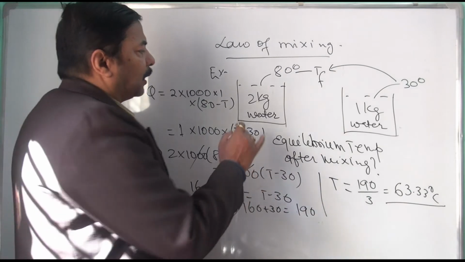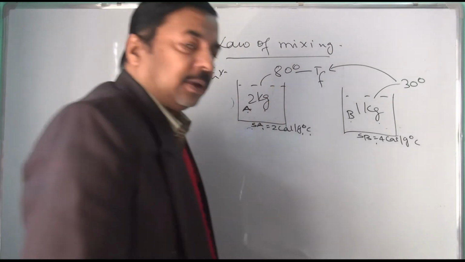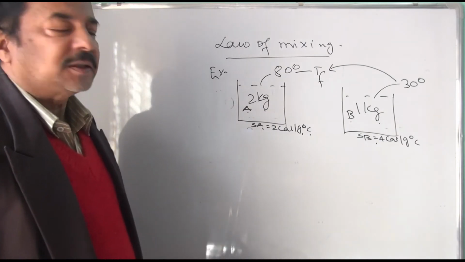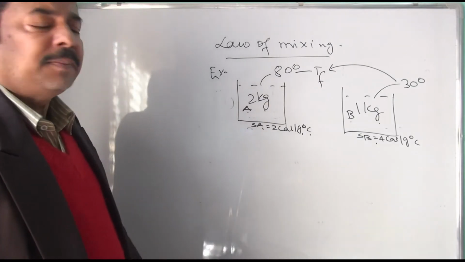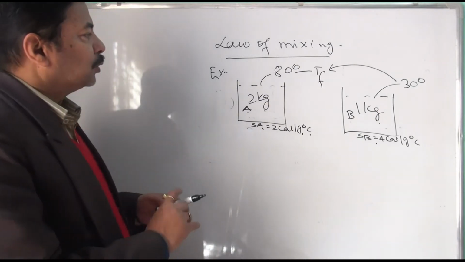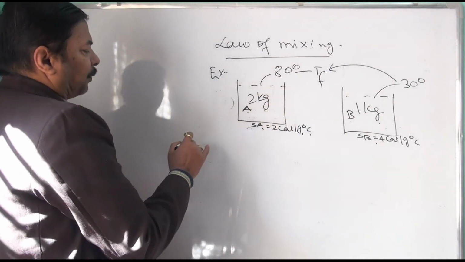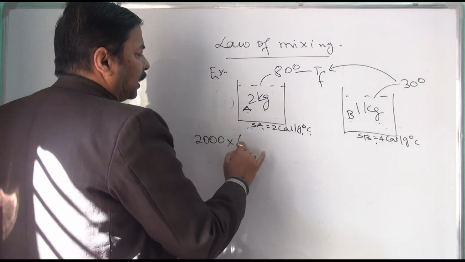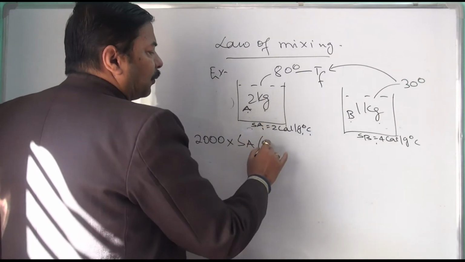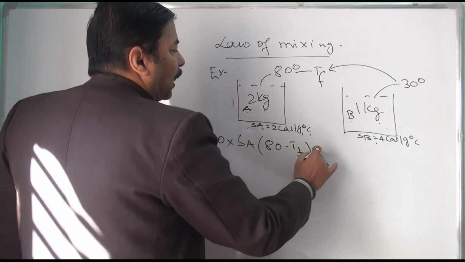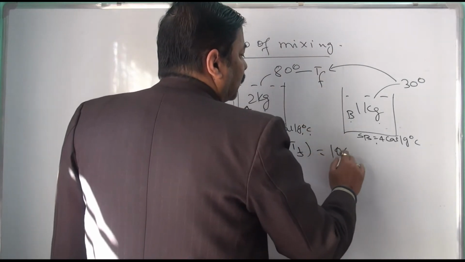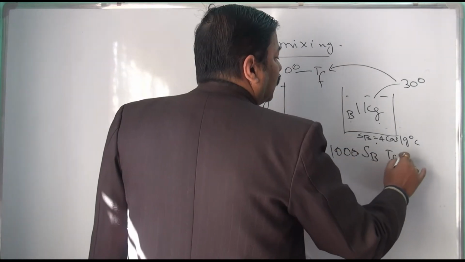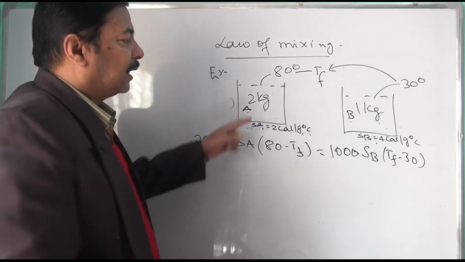The same question can be done in a different way. Suppose I am not taking water, I am taking some different material. Let us suppose I am taking two bodies, same A and B, but this time I have changed the specific heat. So here it will be the temperature T final, same question, only the specific heat value we have changed. So for 2000 gram, specific heat SA, the temperature changes from 80 to T final, and for 1000 gram, specific heat SB, the temperature changes from 30 to T final. This is an increase and this is a decrease.